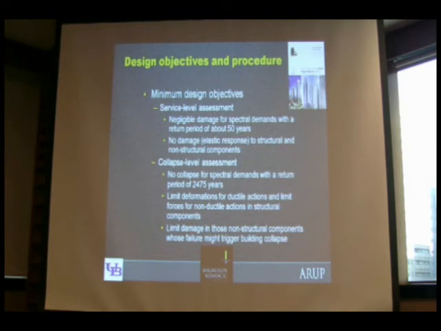So this is the frequent earthquake described earlier but now quantified. For a much longer return period, we undertake a collapse level assessment, and the expectation here is that we have a high probability that there be no collapse for spectral demands with a return period of about 2,500 years. And you might ask, well, where does 2,475 come from? It's a 2% probability of exceedance in 50 years. And in order to achieve this performance of no collapse, we limit deformations for ductile actions and we limit forces for non-ductile actions, and I'll explain this a little later on.